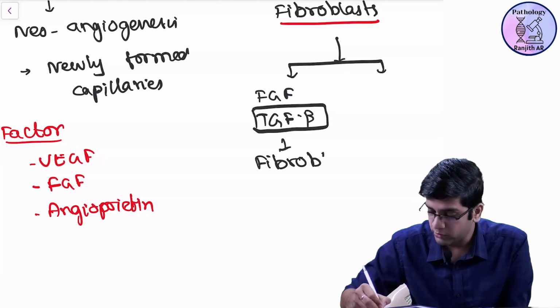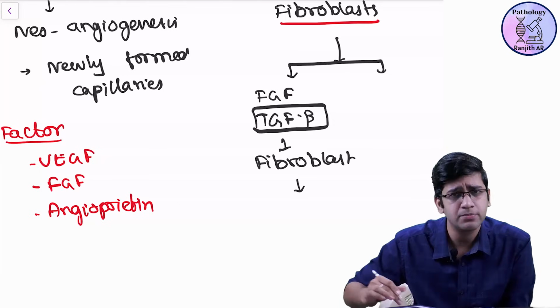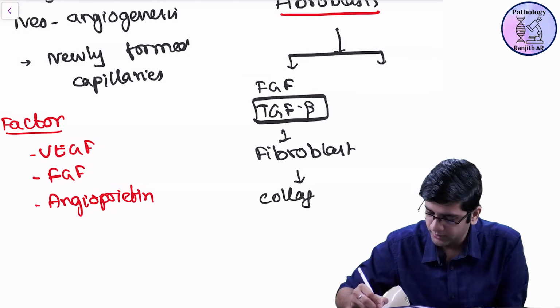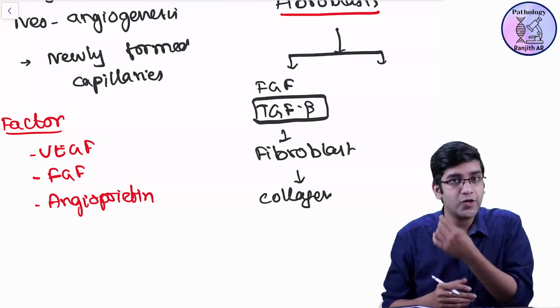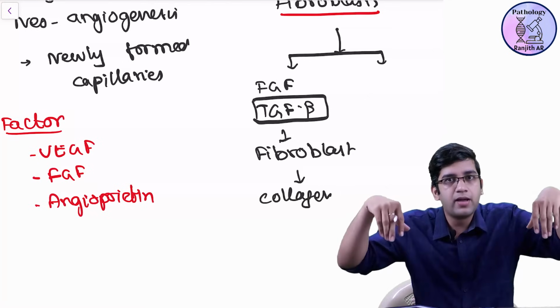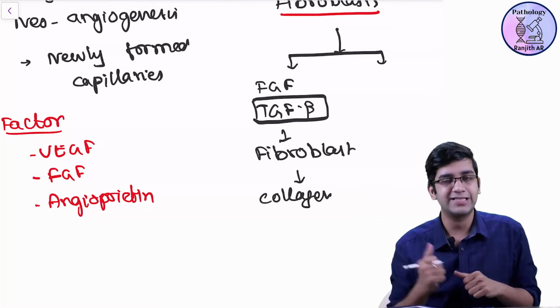So what's the function of fibroblast? What do they secrete? They secrete collagen. So I got my base already. I got my base on which my blood vessels can stay back, because blood vessels cannot hang like this. They need a base. Collagen is the base.